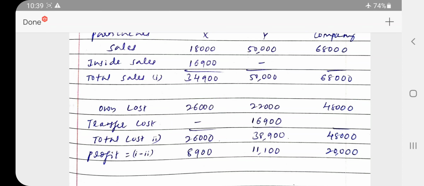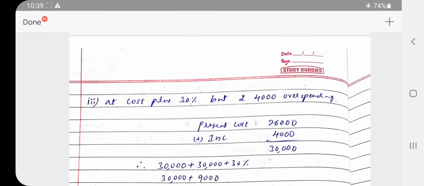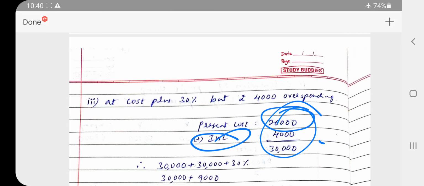Then the profit you will get for X, Y and the company is 8,900, 11,100 and 20,000 respectively for the different divisions. And lastly we can go with the third situation, at cost plus 30%, but rupees 4,000 overspending, in the sense that 30% cost is there, but increased by 4,000 overspending. It means the cost right now is 26,000, but 4,000 increased as overspending. So total cost will be 30,000 obviously. On that basis again we need to take cost plus 30%.